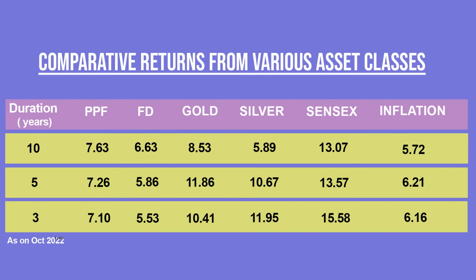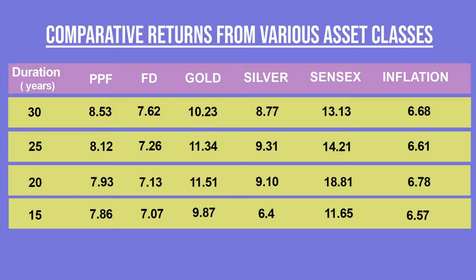So look at this table. This table gives the returns from assets like public provident fund, fixed deposits, gold, silver, and the stock market. For the stock market, we have taken the benchmark Sensex. We have taken Sensex, not Nifty, because we are going back to 30 years of returns. Nifty was not there 30 years ago.